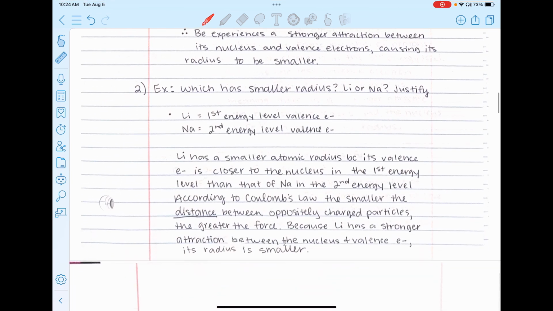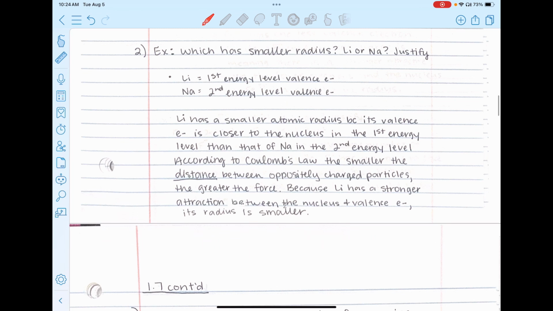Example 2, which of these has a smaller radius, lithium or sodium? Again, we're going to justify in terms of atomic structure and Coulomb's law. So in this example, we're looking at lithium and sodium. Okay, our rules state, we're looking at radius according to Coulomb's law. Radius increases left and down. Lithium is here, sodium is just beneath it. So this time we're in different energy levels. We are not side by side in the same energy level. Lithium is actually in the second, sodium's located in the third.